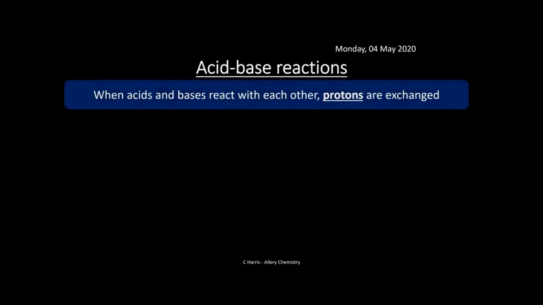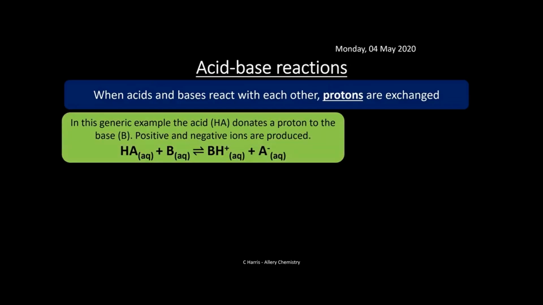Okay, so acid-base reactions. When acids and bases react with each other, protons are exchanged. We looked at that just a little bit before. What we need to do now is symbolize this in terms of an equation and see exactly what's happening. Here we've got a generic example of HA, the acid, donating a proton to the base, which is B. Positive and negative ions are produced.